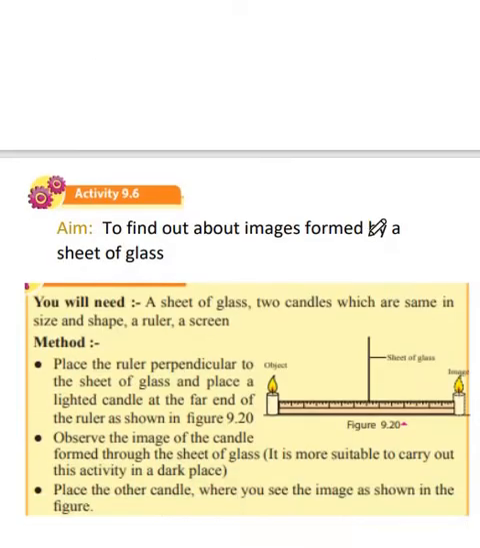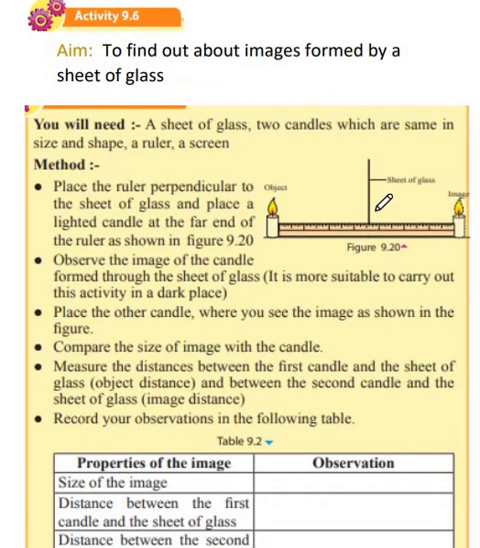Okay guys. Now we'll go to activity 9.6. Here we are going to find out about images formed by sheets of glass. You will need a sheet of glass, 2 candles of the same shape and same size, a ruler, and of course a screen. As a screen you can use anything as long as it's white. Some paper, some porcelain tile, basically a cardboard, something like that, you can use it as a screen.